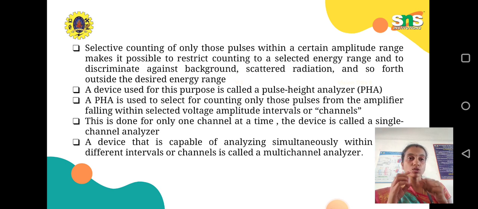This pulse height analyzer counts only those pulses from the amplifier. The amplifier output will be given to the pulse height analyzer. As I told you already, we'll have a pre-amplifier circuit next to the photomultiplier tube. That pre-amplifier output will be fed into the pulse height analyzer, which will analyze the amplified selected voltage amplitude intervals or channels.